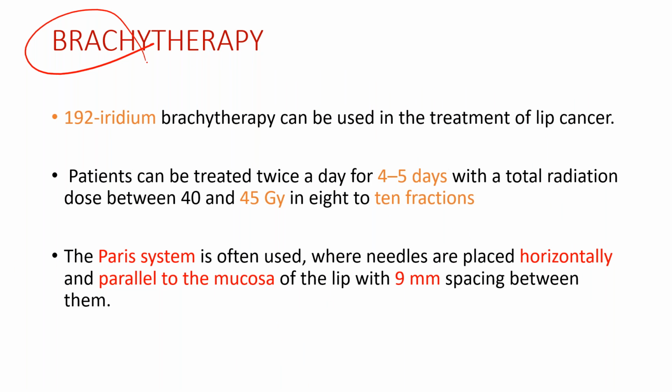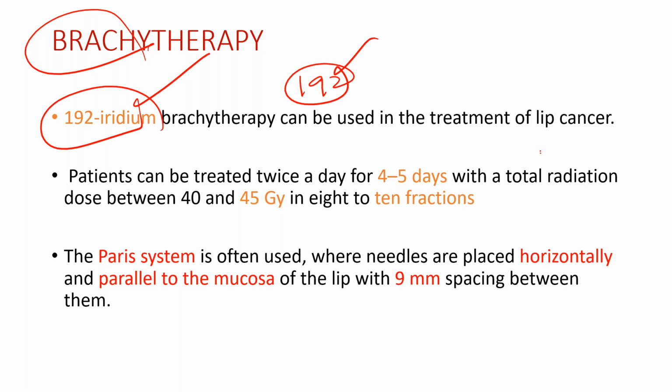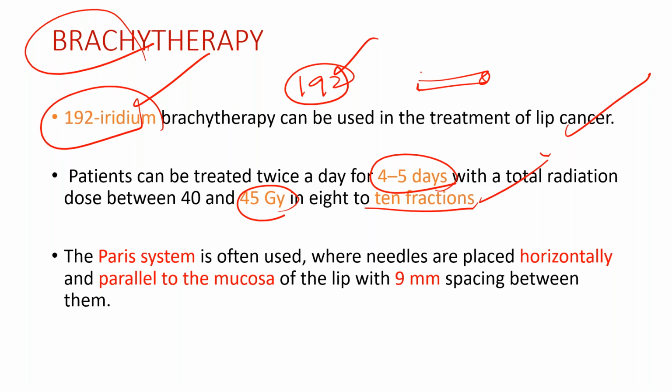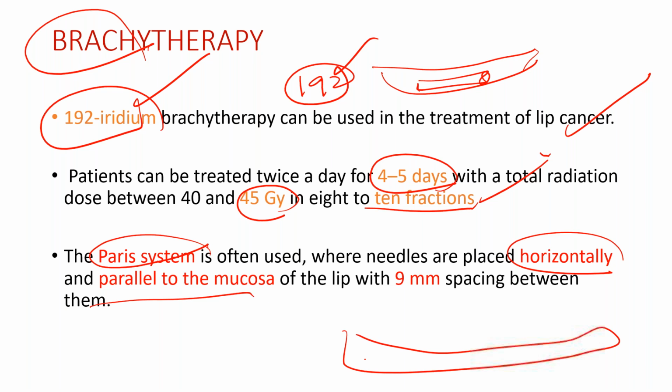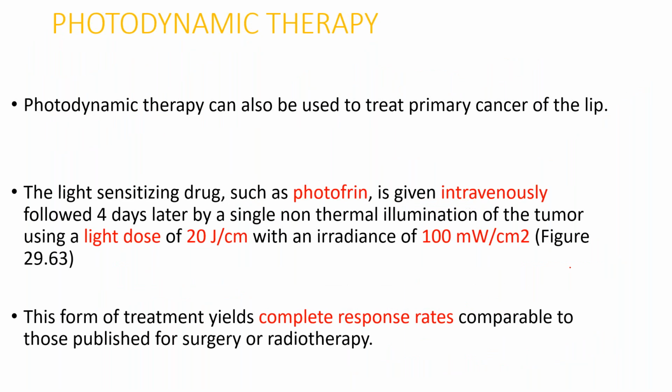What is brachytherapy? I already told you, iridium 192. You are going to go for brachytherapy with iridium 192 in the treatment of lip cancer. For 4 to 5 days you will keep it, giving 45 gray in 10 fractions. So you will put an iridium pellet inside the lip. An example is the Paris system. What is the Paris system? They put needles horizontally, parallel to the mucosa, with 9 mm spacing. Just a name. And the last one is photodynamic therapy.